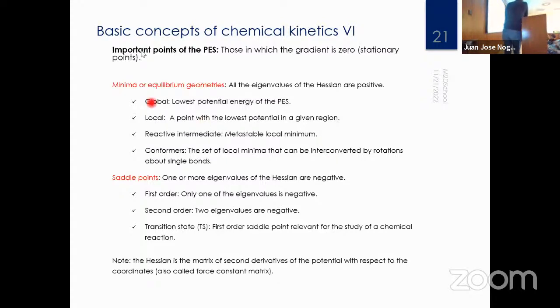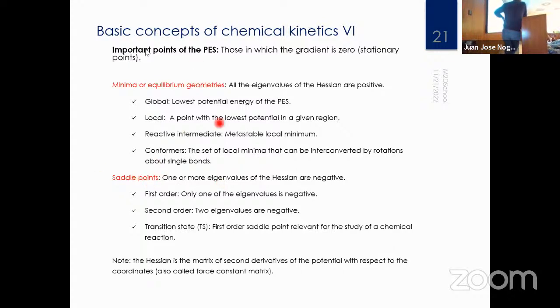So the important points for us are the minima, or the equilibrium geometries, which could be the global minimum of the system, the lowest potential energy of the path. Could be local minima. Local minima could also be called reaction intermediates in the language of chemists. And also conformers. Conformers are just minima which are interconverted by rotations of groups. There is no bond breakage whatsoever. And then the saddle points.